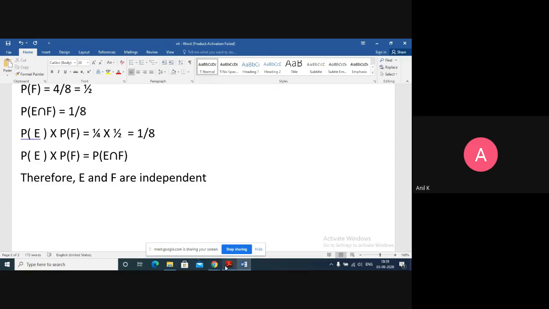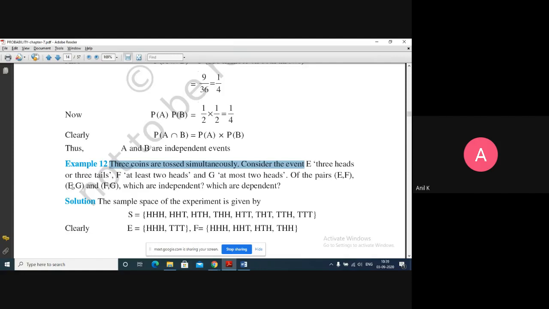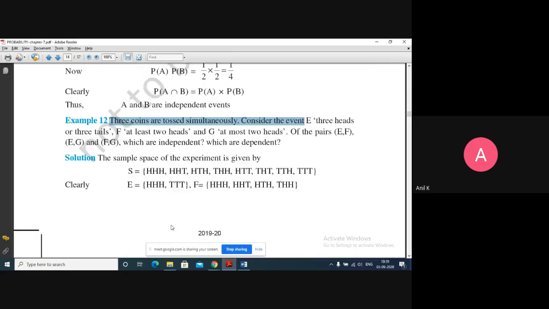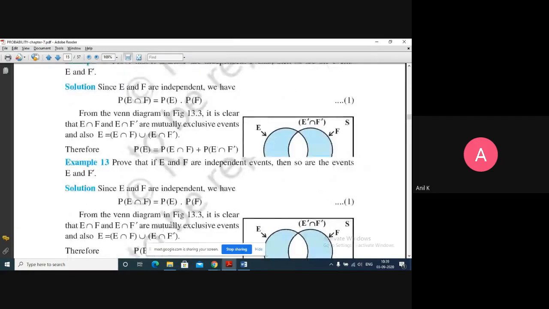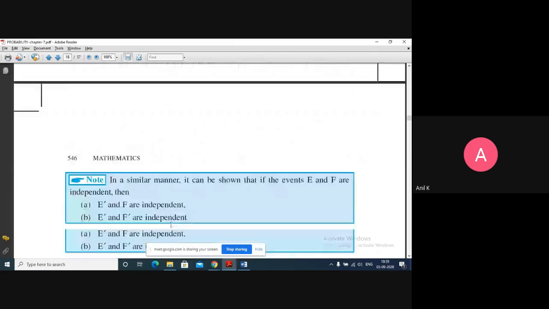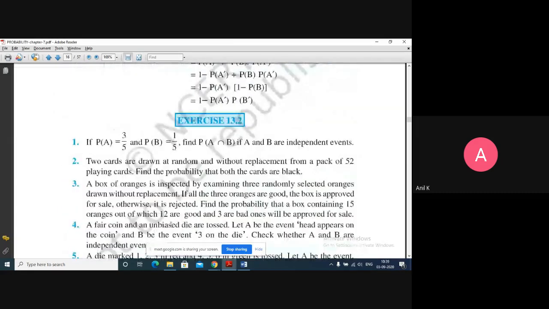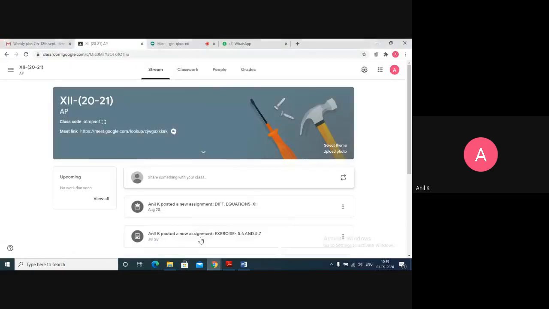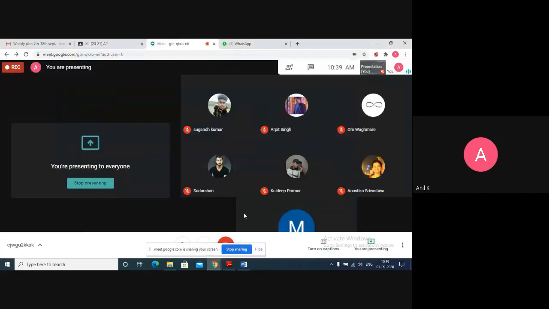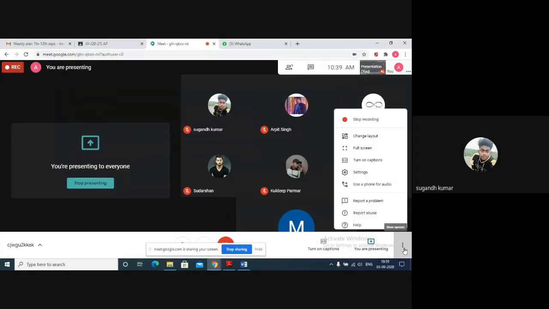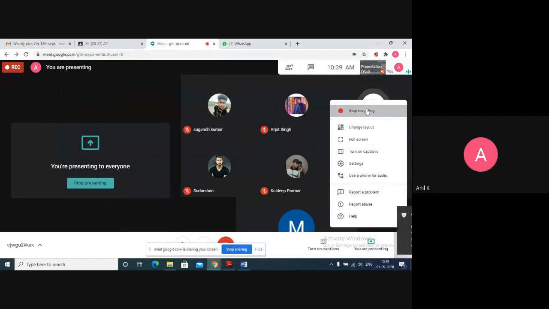So I'm giving you homework to check whether E and G are independent, and whether F and G are independent or not. After this one, we have a few more questions. Then we have the exercise. We'll solve the exercise questions in tomorrow's class. Is that okay? Yes, sir. Okay, then.